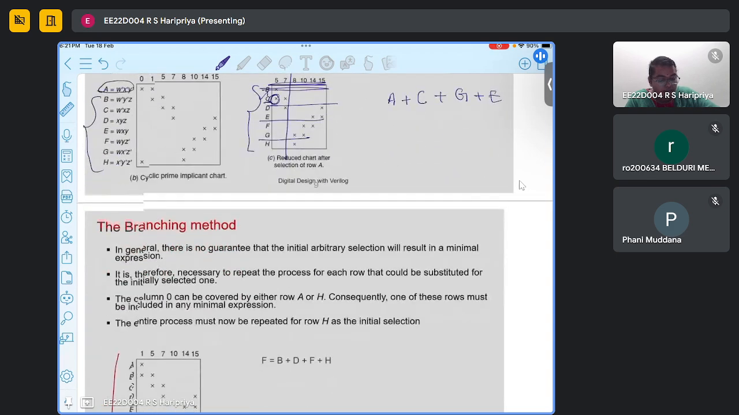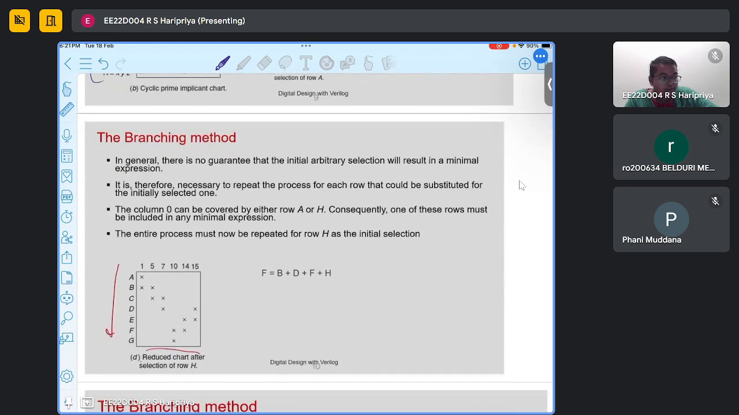So in this way, with branching, we can reduce the prime implicant chart, even when there are no common rows or columns, when we are not able to delete the dominating rows or columns, and also there is no essential prime implicant.